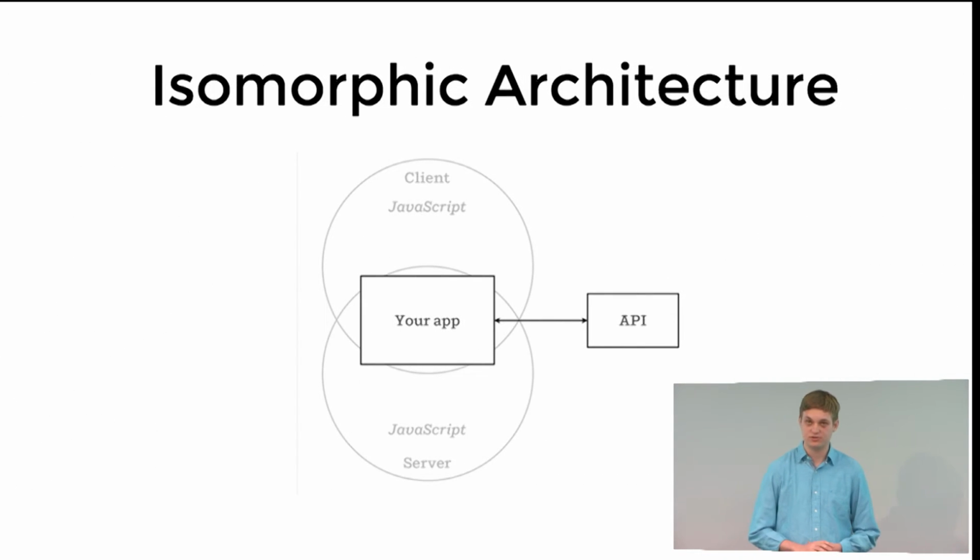With isomorphic JavaScript, we want to change the architecture. You have one programming language, which, since we're dealing with a browser, we don't have much choice: we have to use JavaScript. So we'll use Node on the backend. So we have JavaScript on the server, and then we have JavaScript on the client, which is the same code base. And then it could also talk to an API if your app requires that.